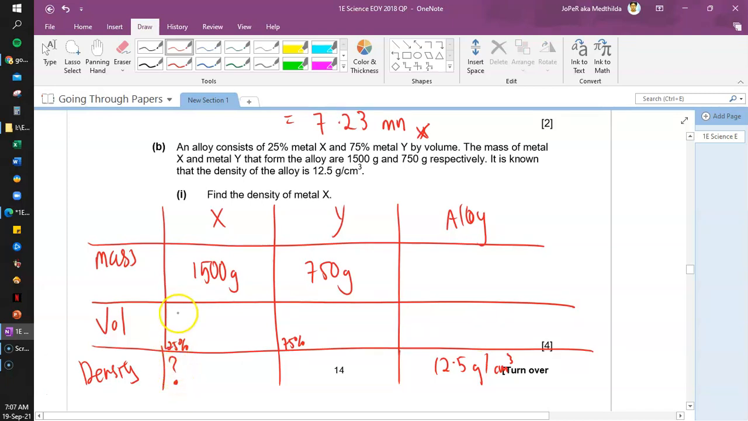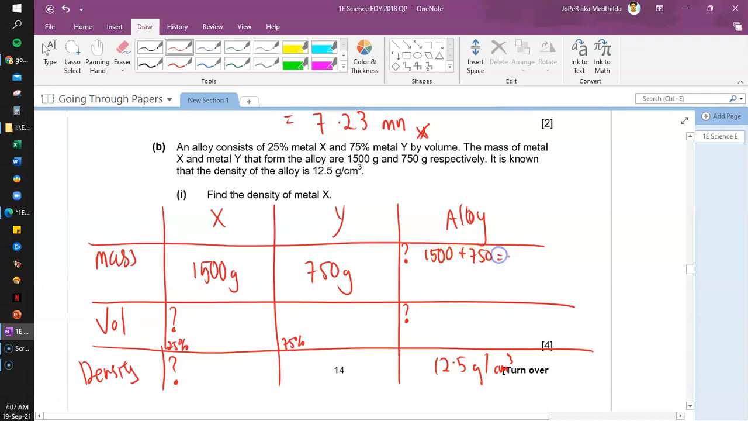Now, obviously, to find density, you need the volume of metal X. To find the volume of metal X, because of this 25-75%, you know that you need to find the volume of the alloy. Because you're given density, to find the volume of the alloy, you need to actually find the mass of the alloy. So these are the 4 blanks that we need in order to find the final answer. Because the mass of the alloy is the sum of these two, let's start by finding the mass of the alloy itself.